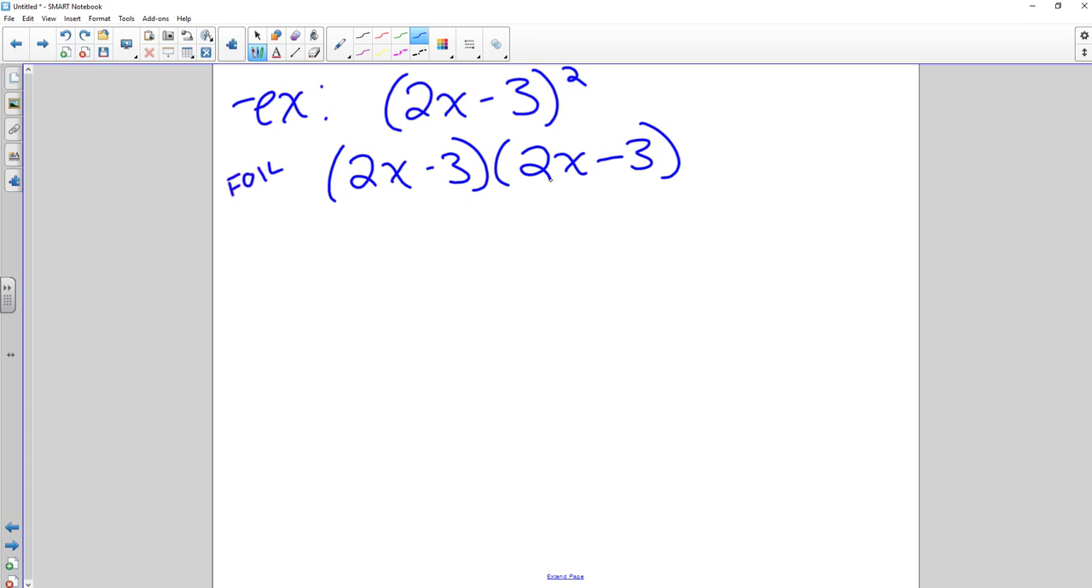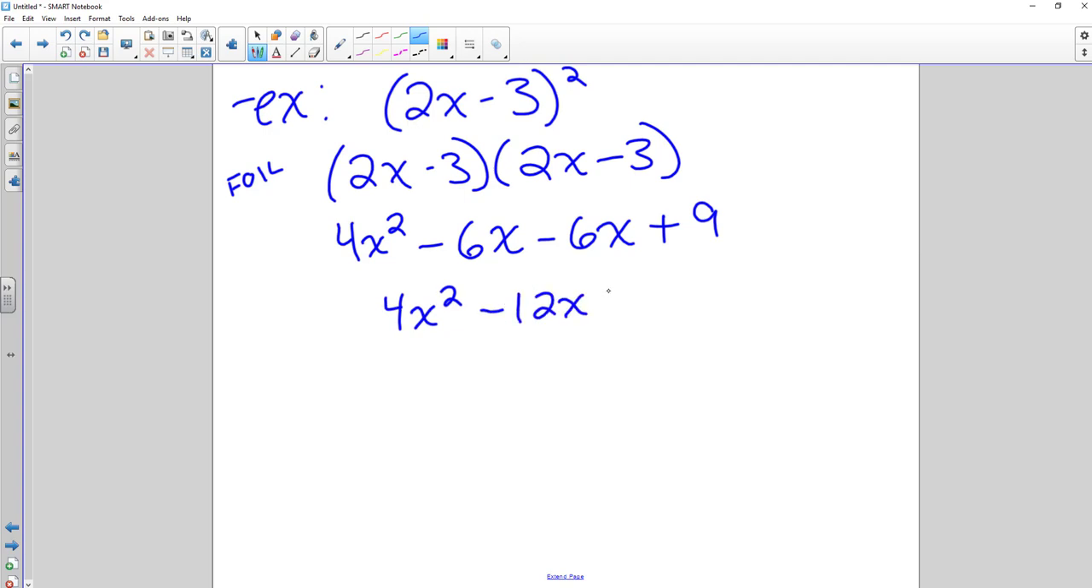So first, 2x times 2x, 4x squared. Outer is 2x times minus 3, so minus 6x. Inner is minus 3 times 2x, minus 6x. And then last, minus 3 times minus 3, plus 9. And kind of like the last one, these middle two terms can be combined. Minus 6x minus 6x is minus 12x. Bring down the plus 9. Okay, so if I had accidentally just squared both, distributed the squaring, which I'm not supposed to do, I would have gotten 4x squared, and I would have gotten the 9, but I would have missed the outer and the inner terms.